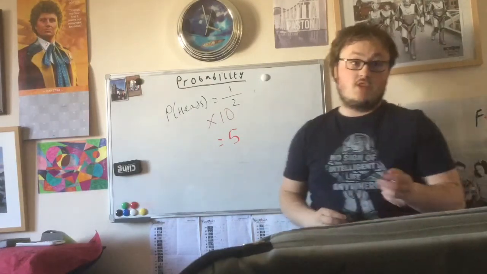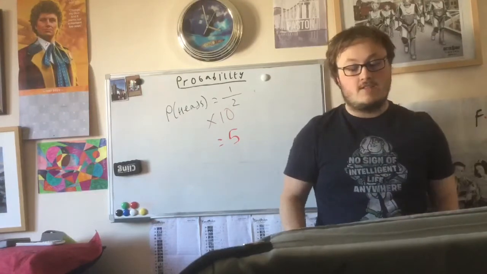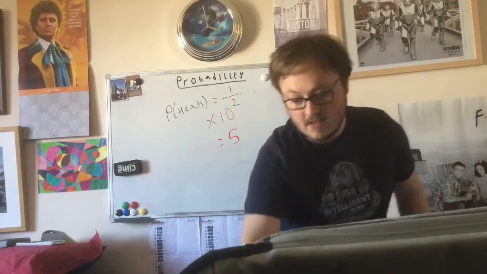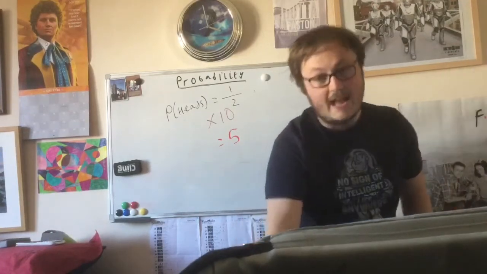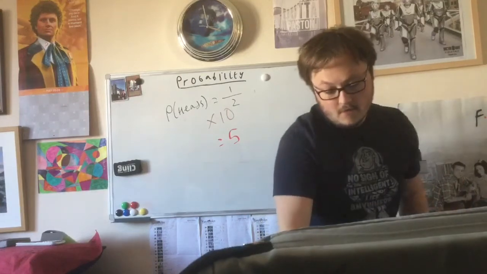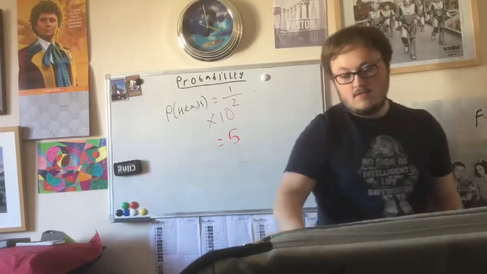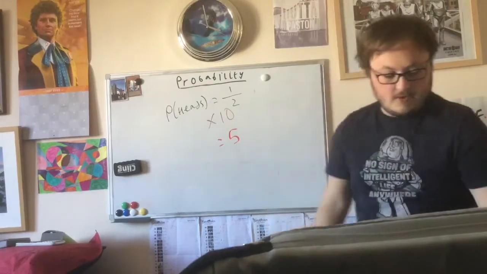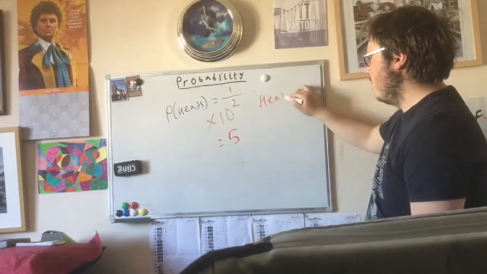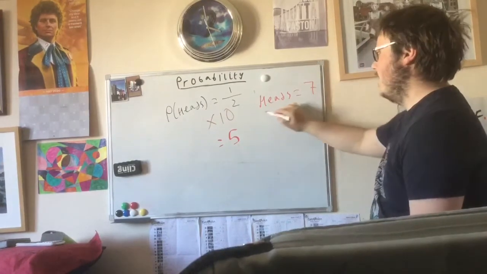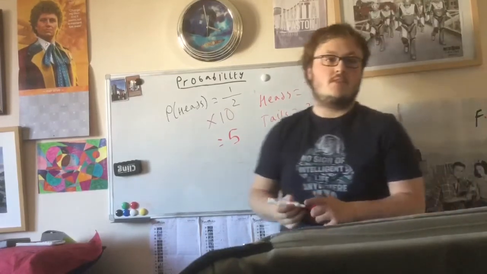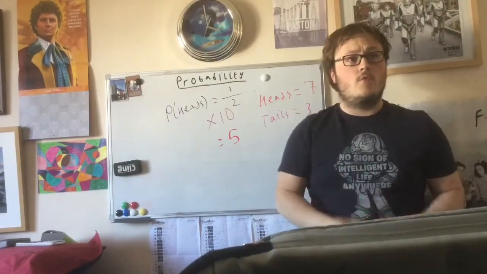So let's see. I'm going to toss this coin 10 times. So I got a heads the first time. Heads twice. Heads 3 times. Heads 4 times. Heads 5. 6. I got tails the 7th. 8, tails twice, and tails 3 times. So when I toss this coin, I actually got heads 7 times and tails 3 times.